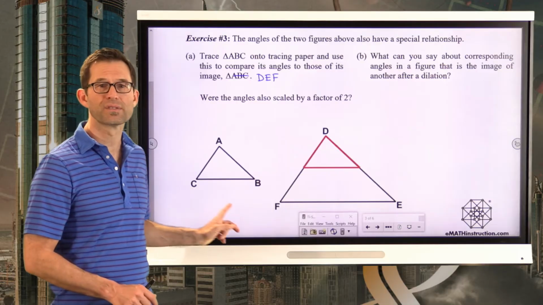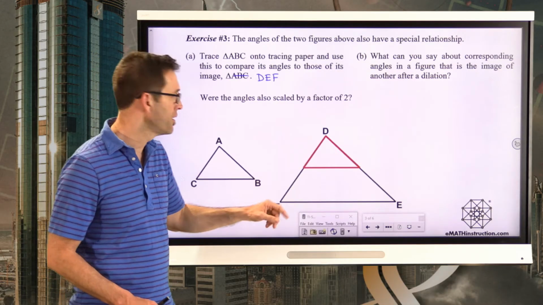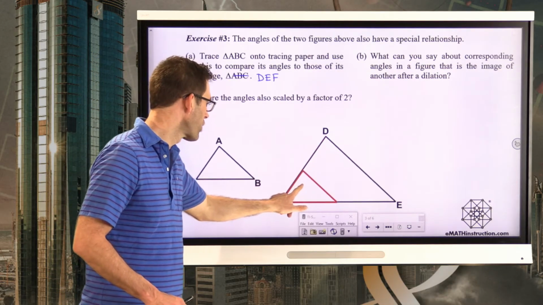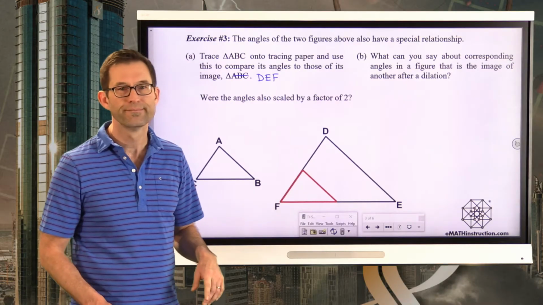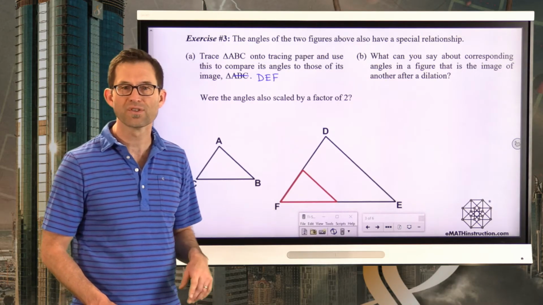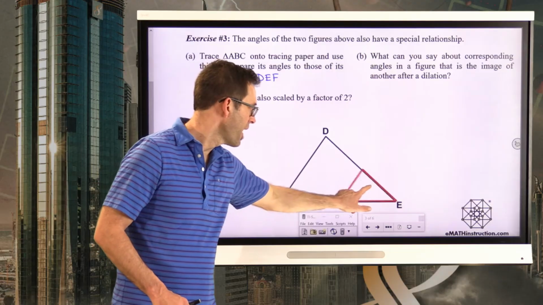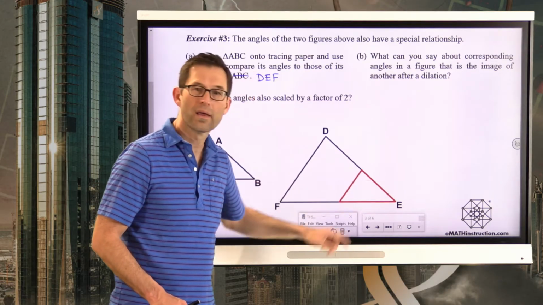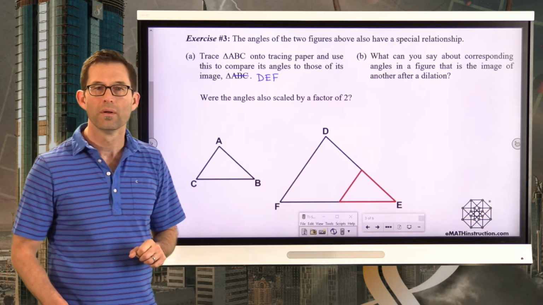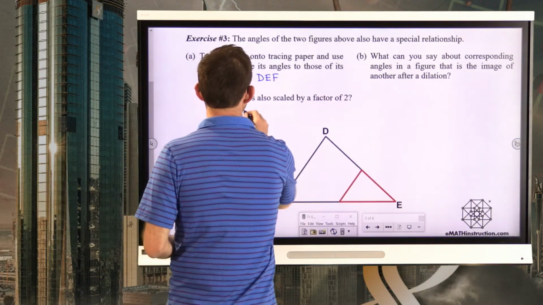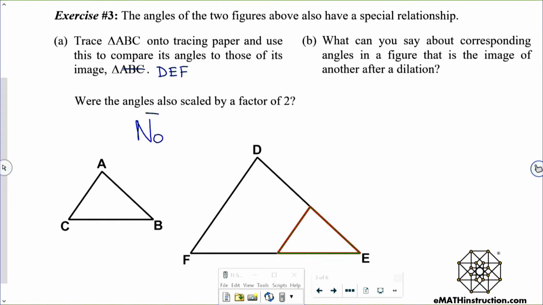Let's see about angle C and angle F, right? For that, I can just bring this triangle right down here, and looks like that's also equal. And it looks like that's also equal. So the answer there is absolutely no. The angles were not scaled by a factor of 2.